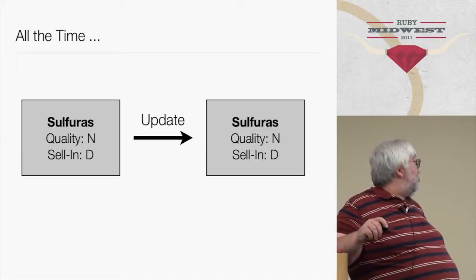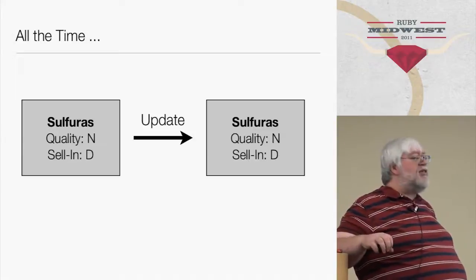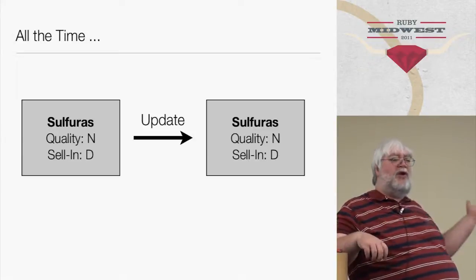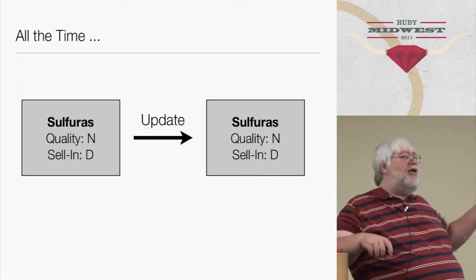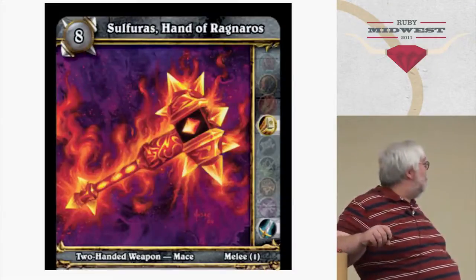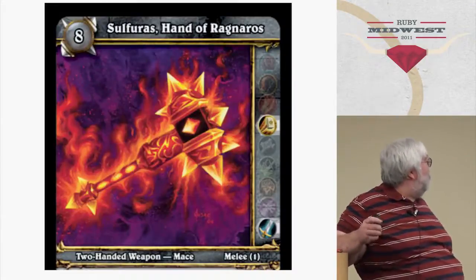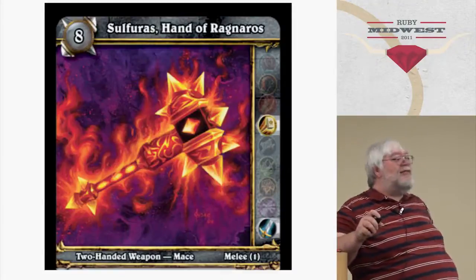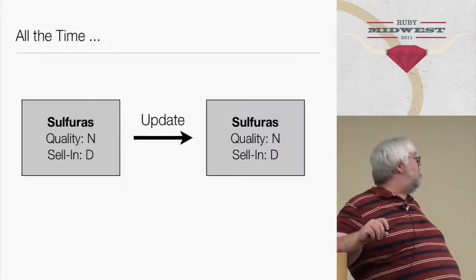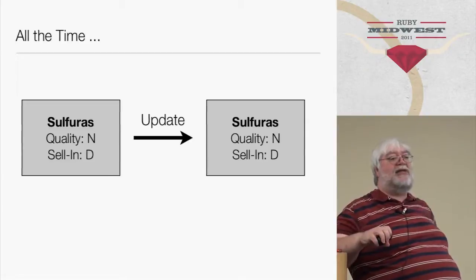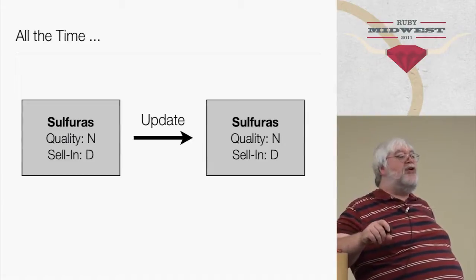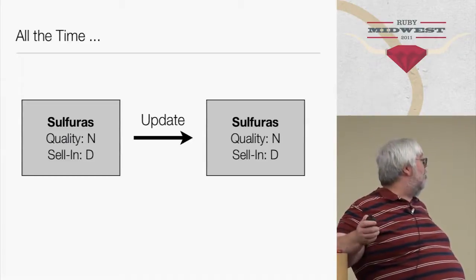You have strange items like the Sulfuras, the Hand of Ragnaros. How many people even know what that is? Okay, you're WoW players. The Hand of Ragnaros is an epic item, and its quality does not change, and its sell-in date does not change. It is a fixed value no matter what time it is.